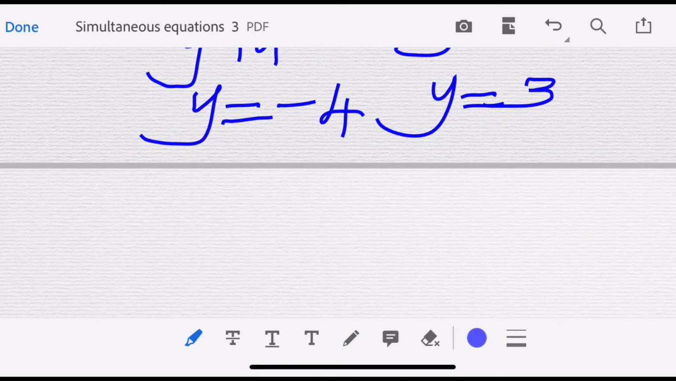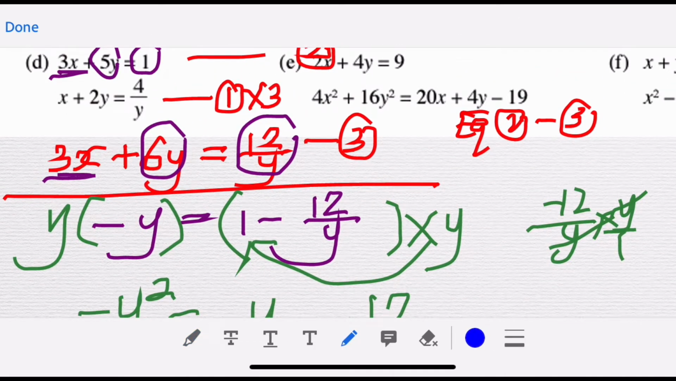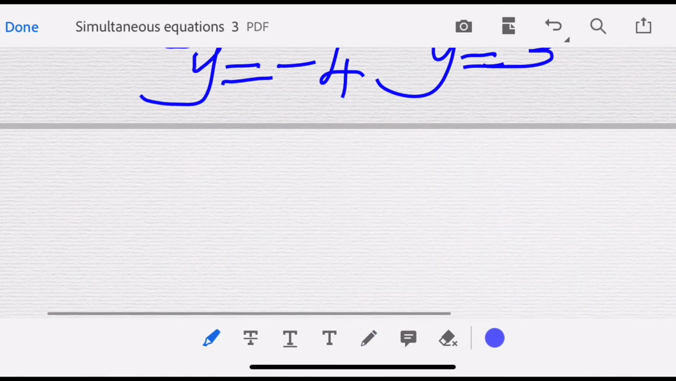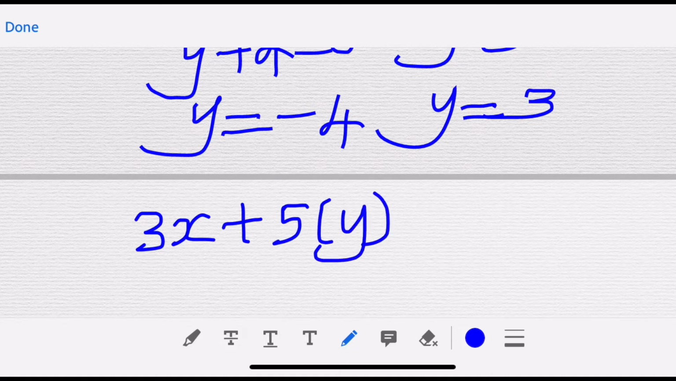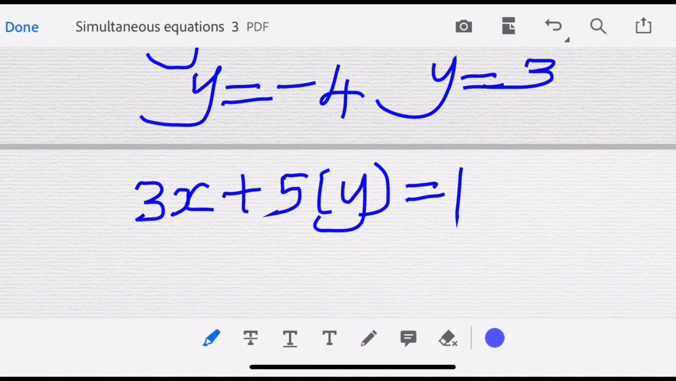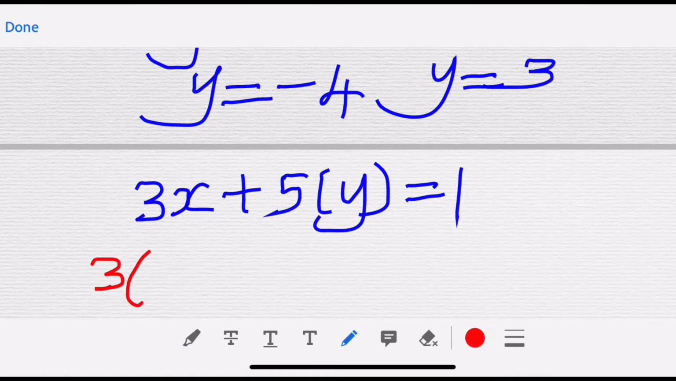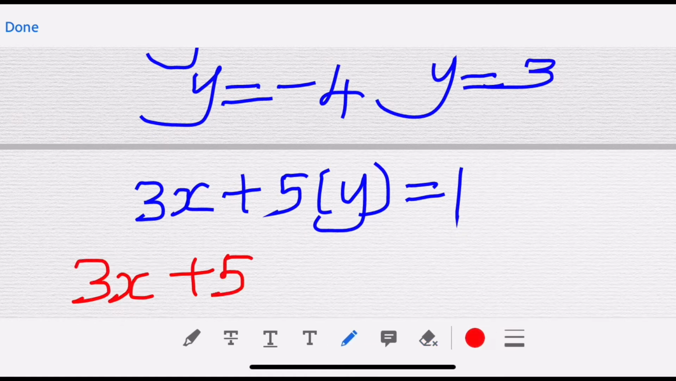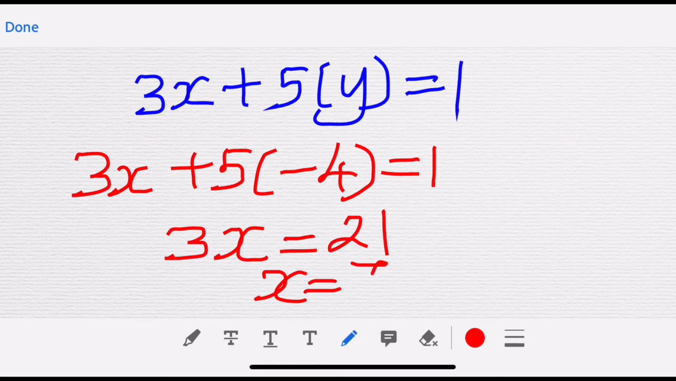Then we need to substitute the y into any of the equations. I will choose 3x plus 5y equal to 1. This is equation number 2, I think, that I want to use to substitute. Okay, I'm going to find my x. Alright, so 3x plus 5 times negative 4 equal to 1. Right, so I will have 3x equal to 21. So my x will be 7, right?